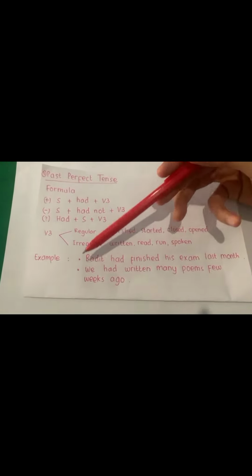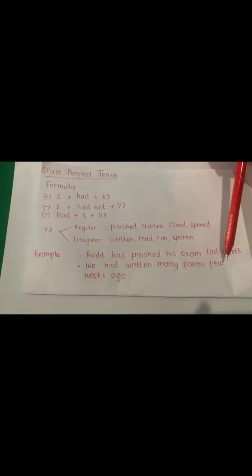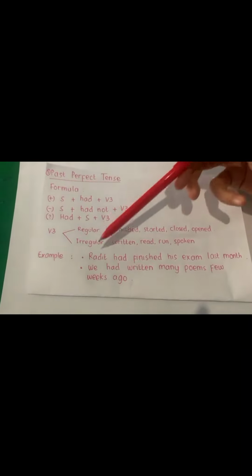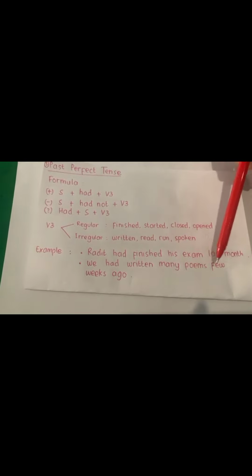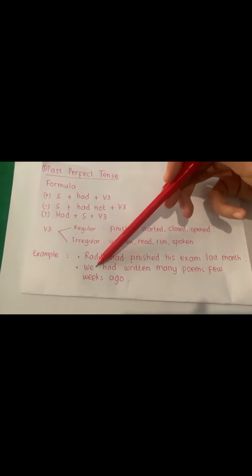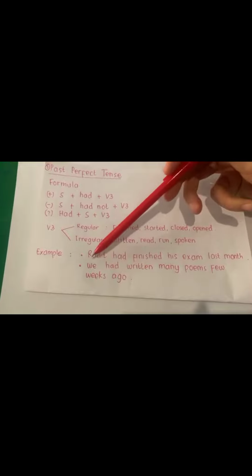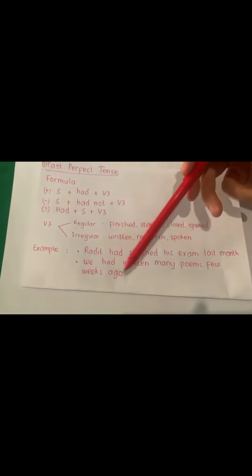While the sentence of number 2, we had written many poems few weeks ago. And if we want to change into the negative sentence, it becomes we had not written many poems few weeks ago. And for the interrogative, had we written many poems few weeks ago?